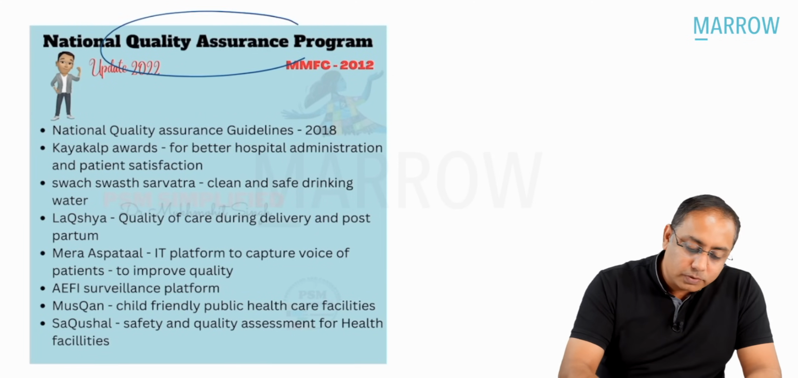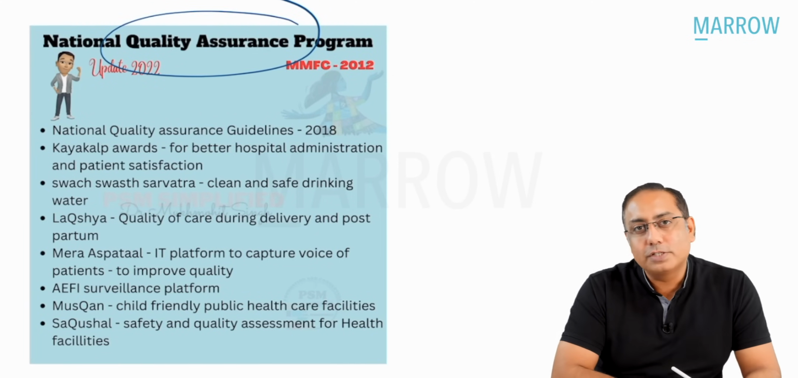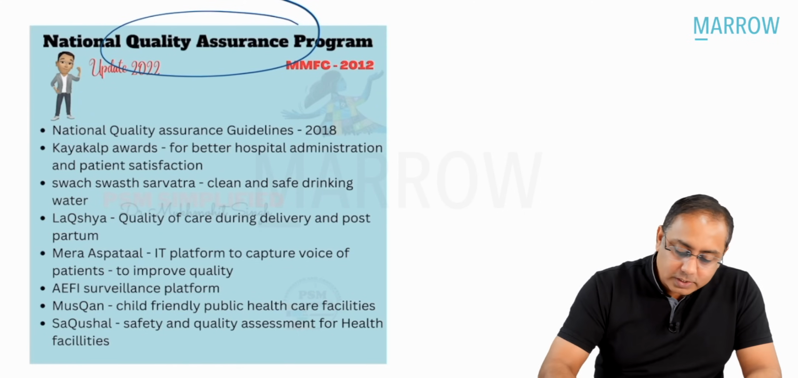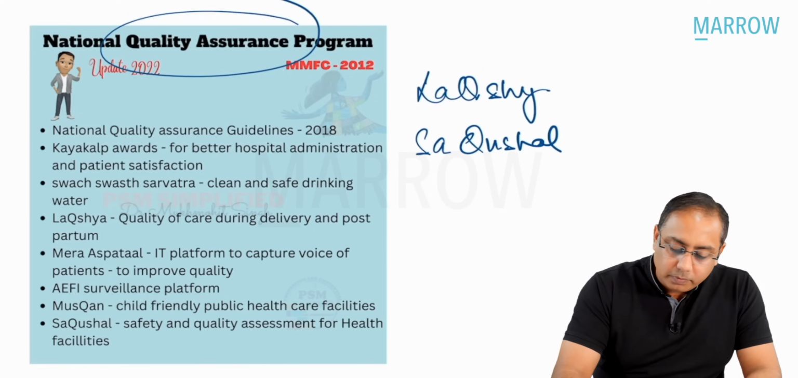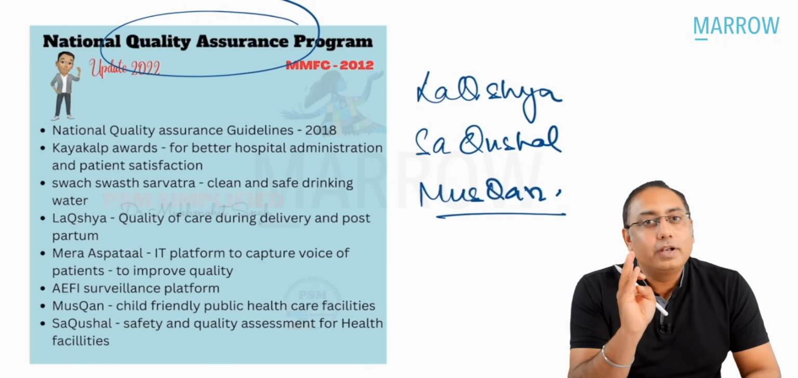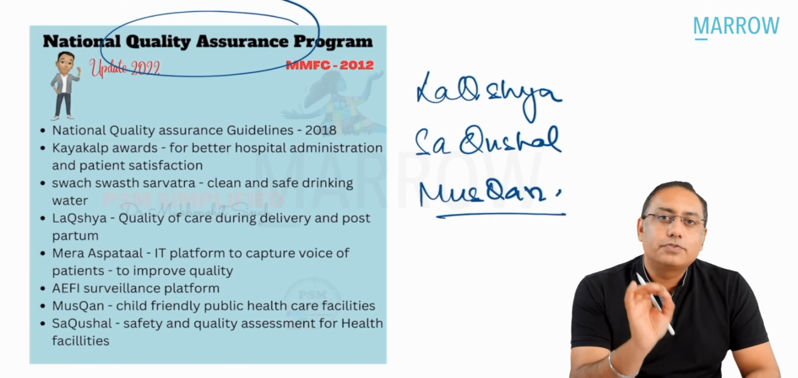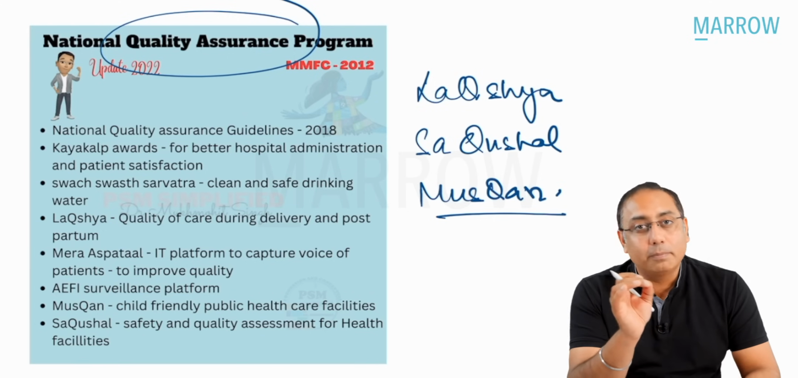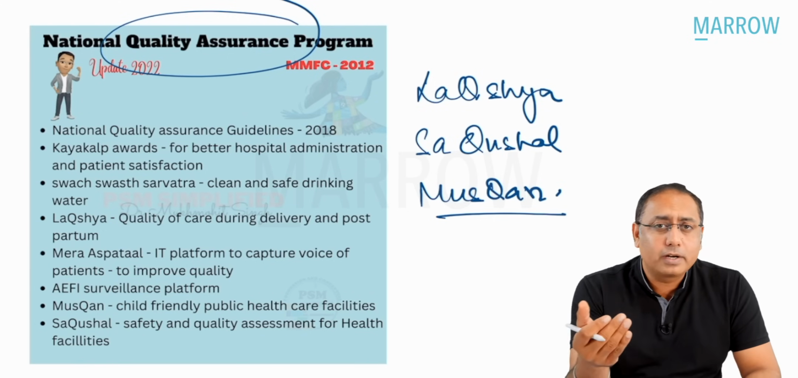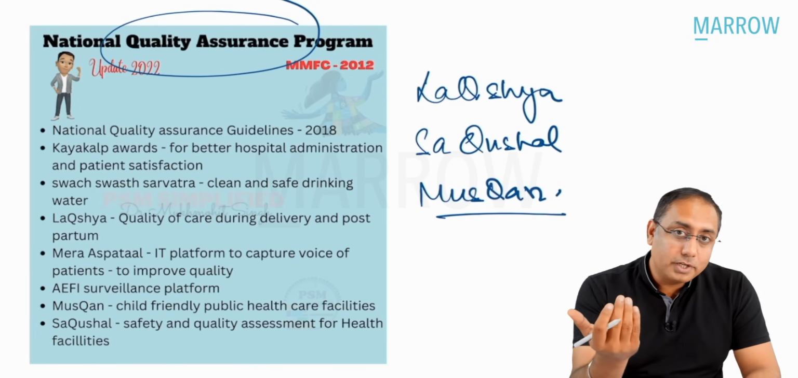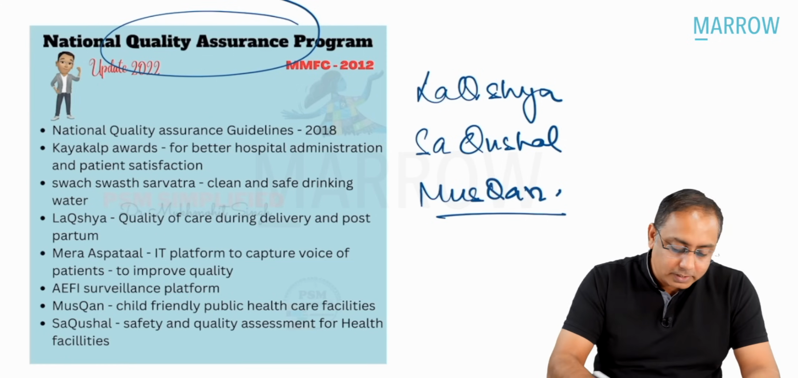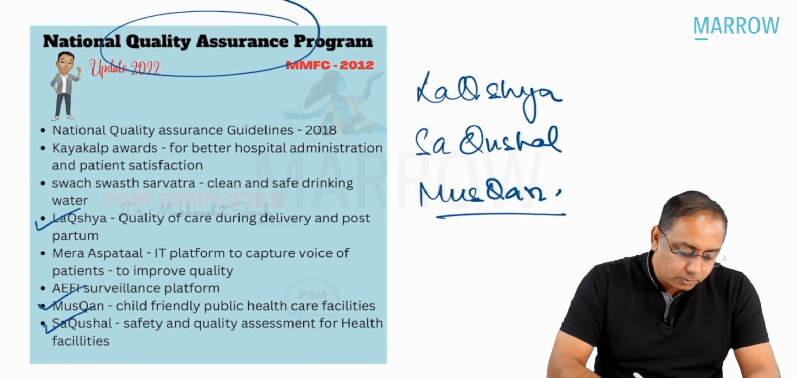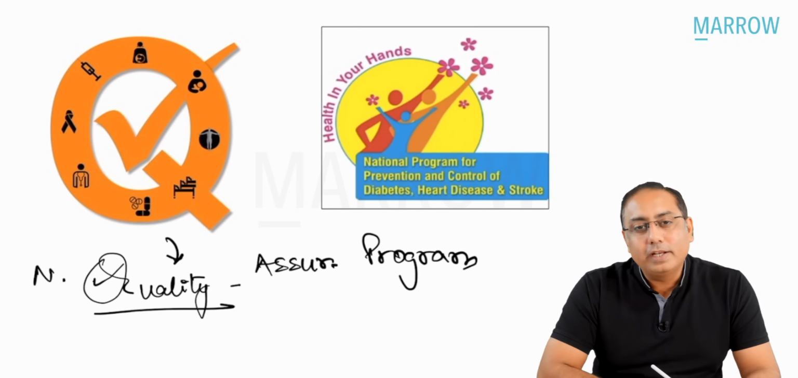Under the National Quality Assurance Program, we have already discussed many things. What is Kayakalp? We also discussed what is LaQshya, and what is Muskan. A quick recap: LaQshya is for labor room quality assurance. Kayakalp is for self-assessment by the hospitals, a feedback tool of how the hospitals are doing about patient care. And Muskan is for child-friendly hospital services. So Muskan, Kayakalp, LaQshya, all these are under the National Quality Assurance Program.